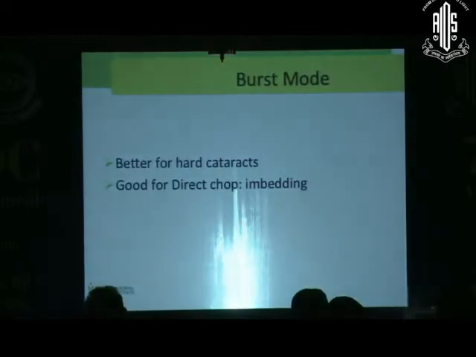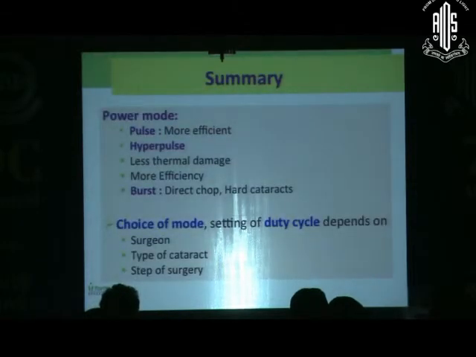So the burst mode is better for hard cataracts and for when you want to embed while doing the direct chop. So to summarize, the power mode, the pulse is more efficient. Hyperpulse is even more efficient with less thermal damage. The burst mode is good for the direct chop and hard cataracts. However, the machine is not going to do everything. The choice of the mode, the setting of the duty cycle depends on the surgeon, and you need to see what is the type of cataract, which step of surgery. So you can't leave everything to the machine. There's a lot of input that is required from the surgeon as well.